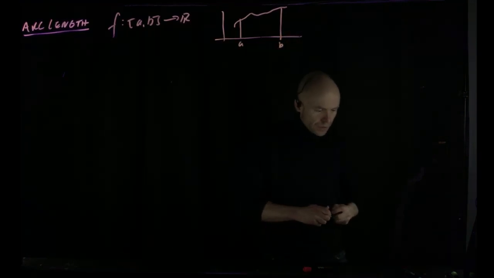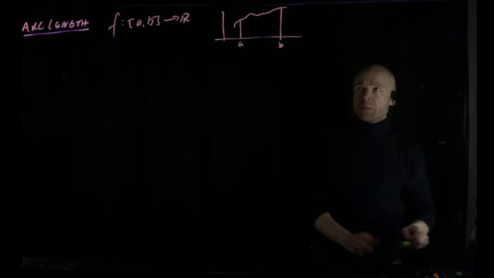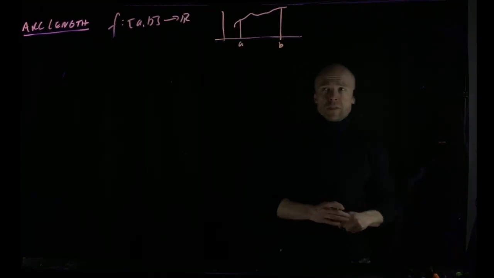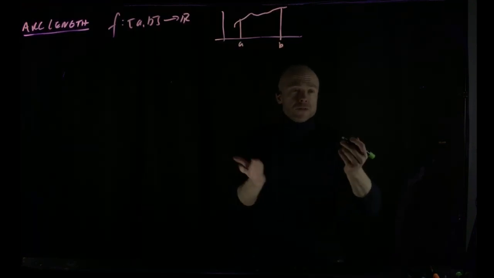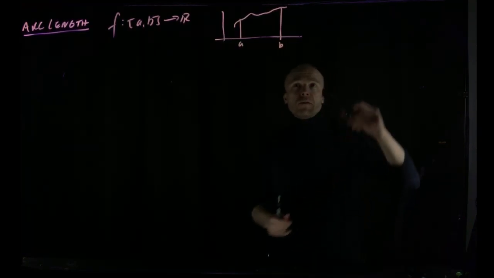And this is the first time I started talking about the Riemann sum machine. The Riemann sum machine is just that you cut things up into very small pieces where they're very simple. So let's first consider what happens when we have a very simple function.